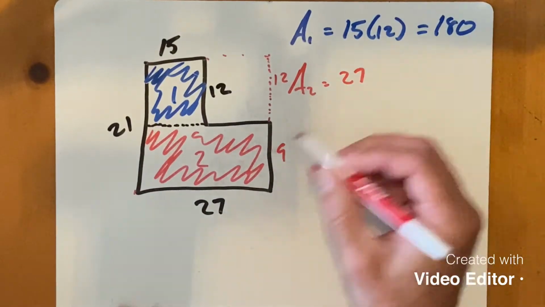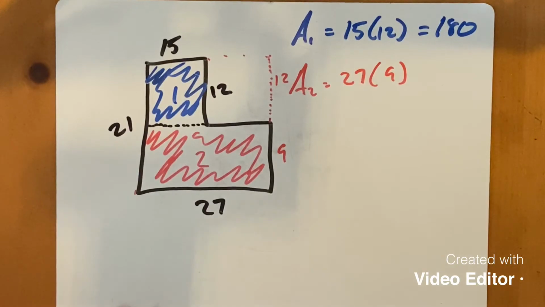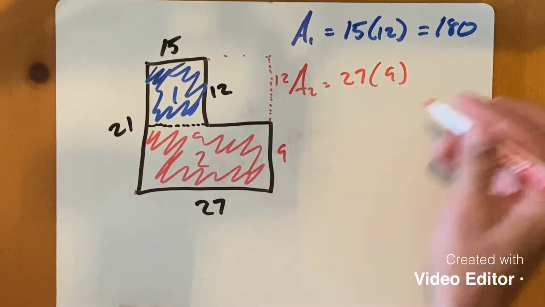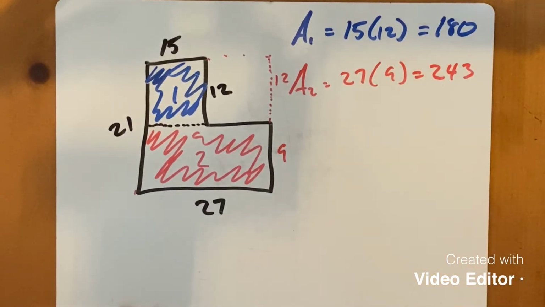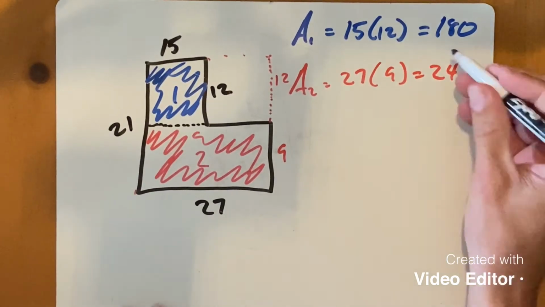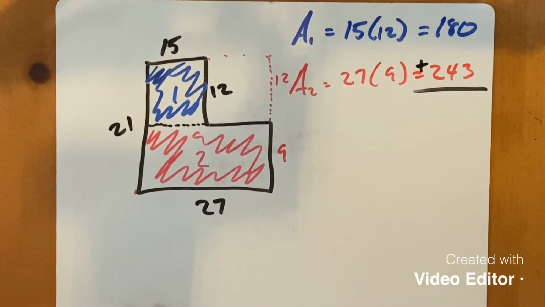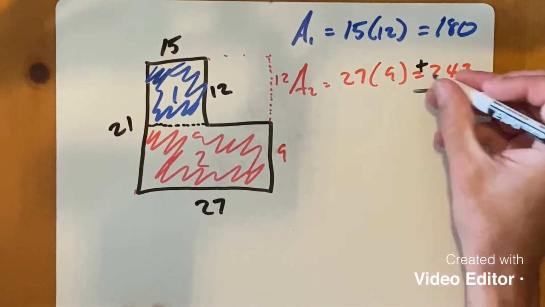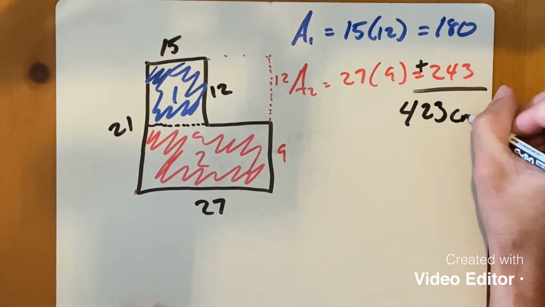So now I've got the dimensions, 27 by 9. I'm going to put that into my calculator, and that gives me a total area for that section of 243. Now all I have to do is add those two together, and that'll give me the area of the entire figure. So I'm going to do 180 plus 243, and that'll give me a total area of 423 square centimeters.